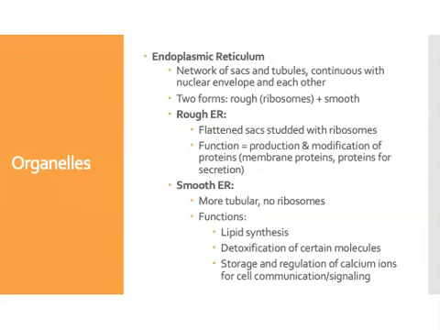There are three separate functions of the smooth endoplasmic reticulum. These include the synthesis of lipids, the detoxification of certain molecules, including certain drugs, and the storage and regulation of calcium. Calcium ions are used by cells for different types of communication. When we talk about skeletal muscle contraction, calcium will play a big role there.